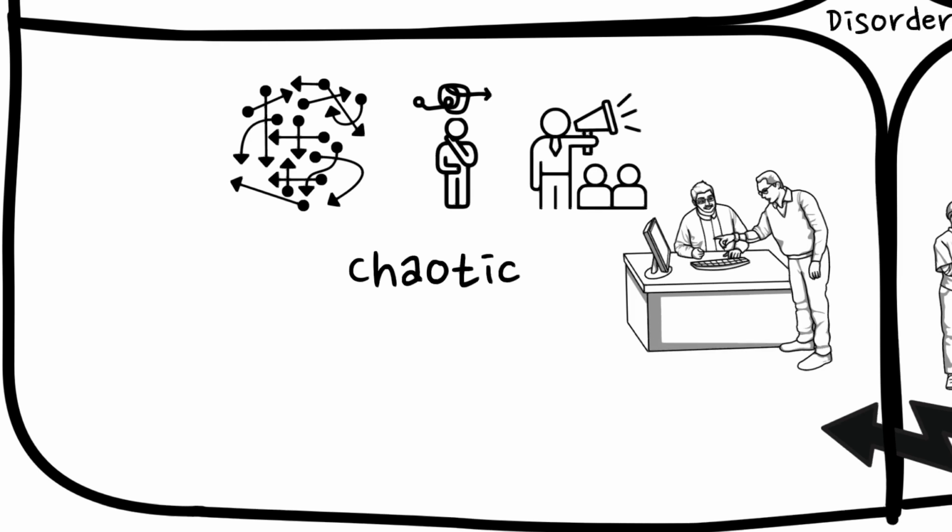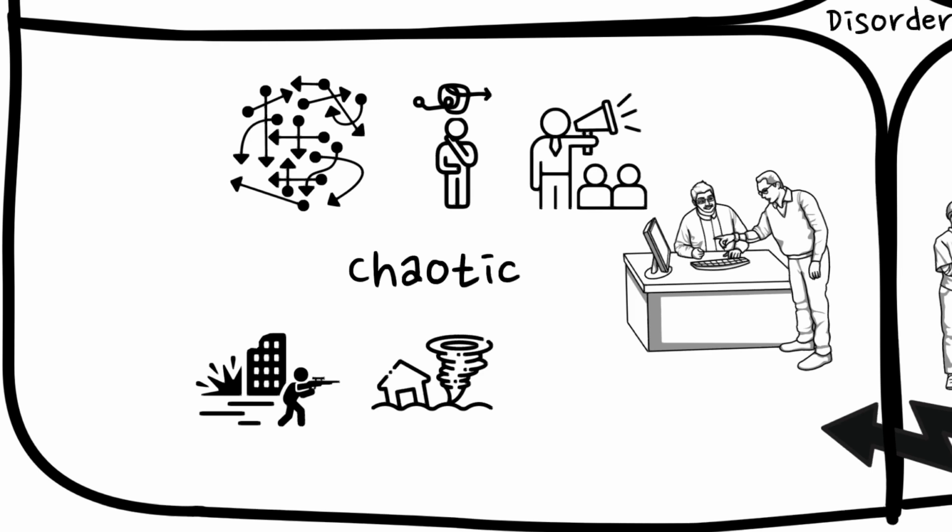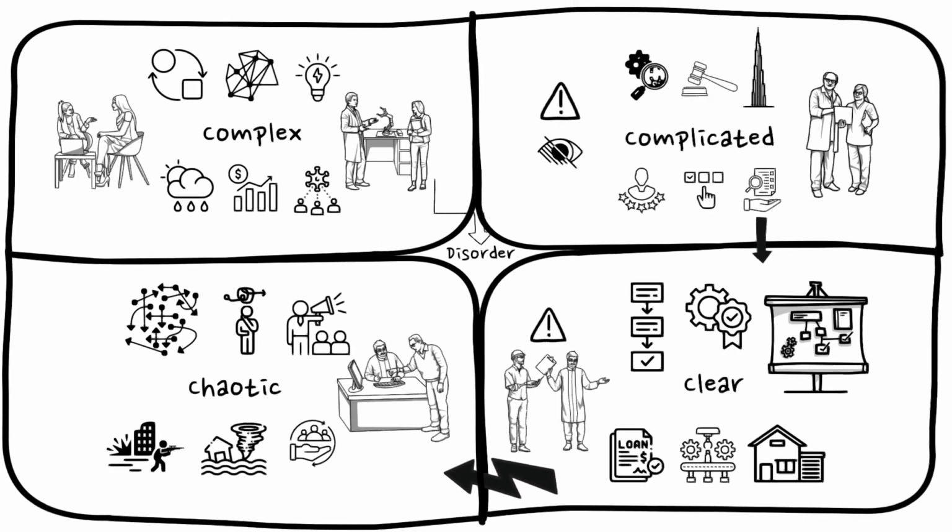Chaotic problems include warfare and battles, crisis situations such as immediately after natural disasters, and trying to predict human behaviour on a large scale. So, when faced with a problem, first sense, then categorise and then respond to problems.